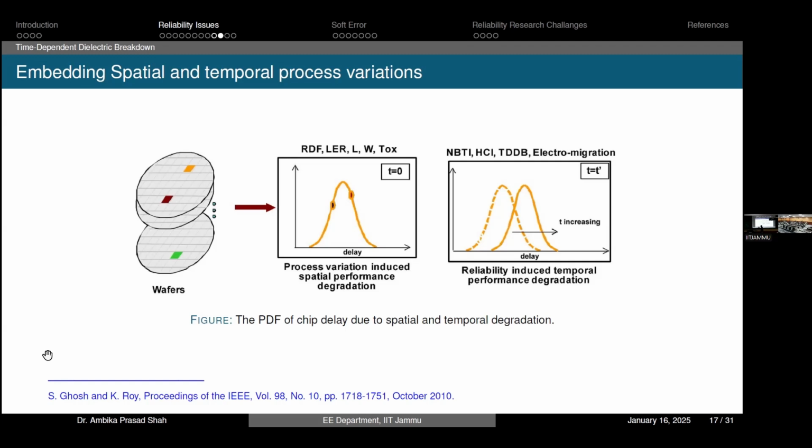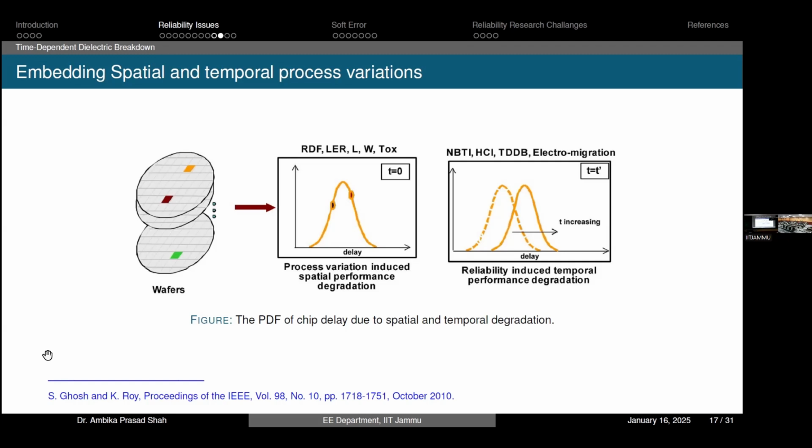Now let me extend the same analysis. What we saw here in the yellow color, we are at the boundary, and for all the samples, my delay is within the range. Now add the impact of NBTI. After adding it, your threshold voltage is going to increase. That is impacting the delay, meaning the delay is going to increase. If the delay increases, your mean value has been shifted to the right direction. What does it mean?